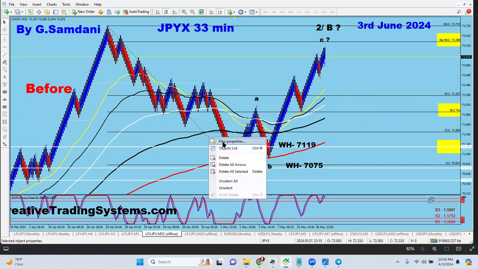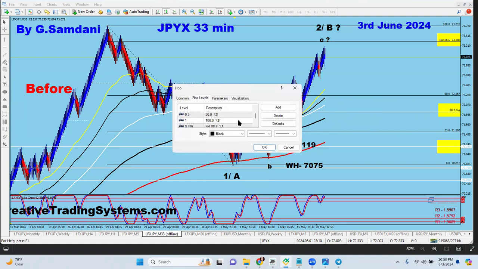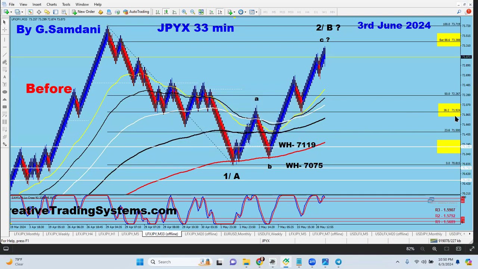Okay, hold on just a minute. Let me fix this thing. Doesn't feel right. 38.2%. Oh, why did I put the percent sign here, man? Okay, now the price comes in, right?